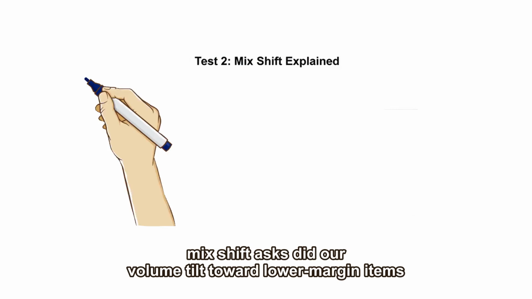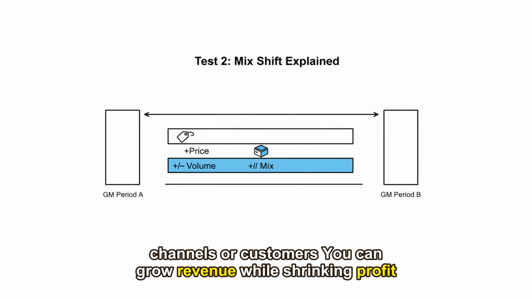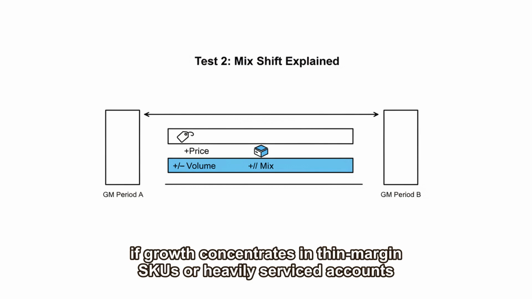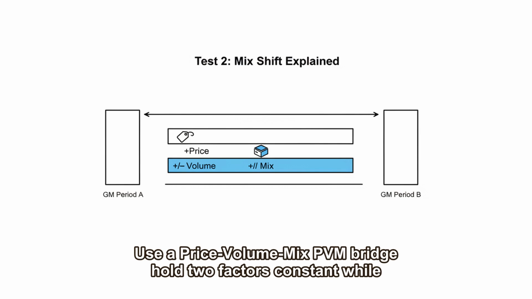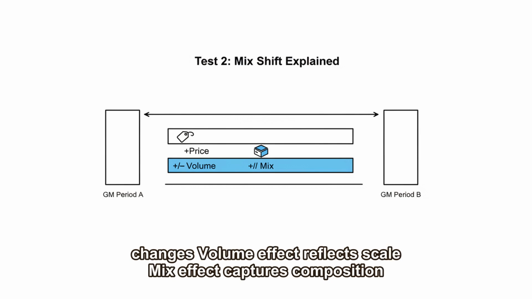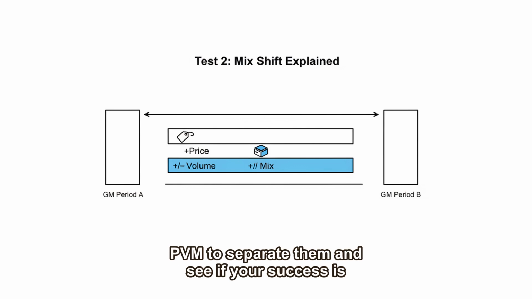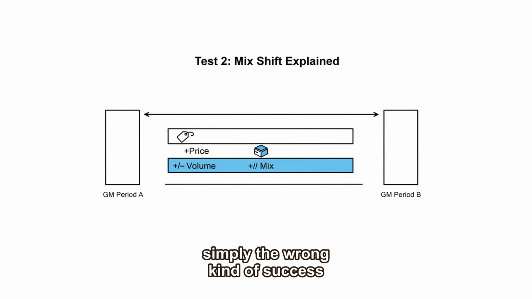Mix shift asks, did our volume tilt toward lower margin items, channels, or customers? You can grow revenue while shrinking profit if growth concentrates in thin margin SKUs or heavily serviced accounts. Use a price-volume mix, PVM, bridge: hold 2 factors constant while changing one to isolate effects. Price effect shows true pricing changes, volume effect reflects scale, mix effect captures composition. Many teams mislabel mix as price erosion. We'll run a PVM to separate them and see if your success is simply the wrong kind of success.